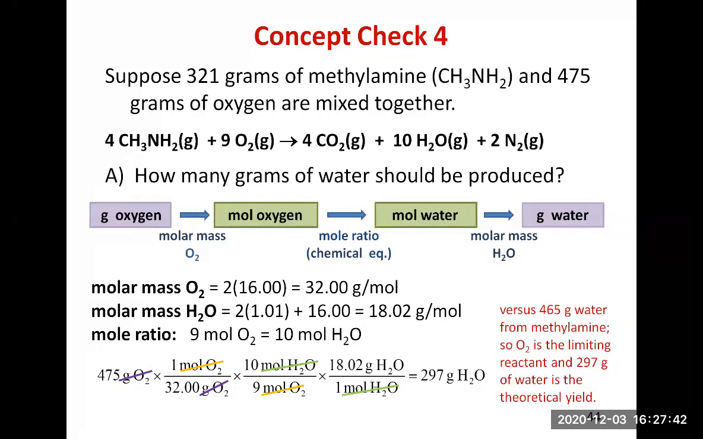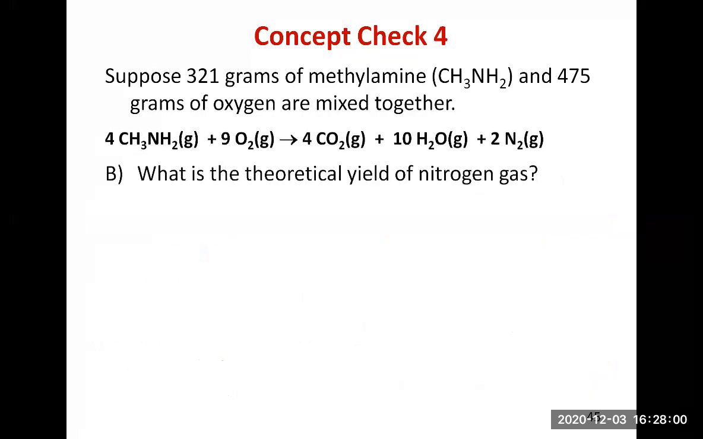So this amount of 297 grams is the theoretical yield. It's what you should be able to produce. That's the minimum amount that you can get, or the maximum amount. So that answers question A. Question B, what is the theoretical yield of nitrogen gas?